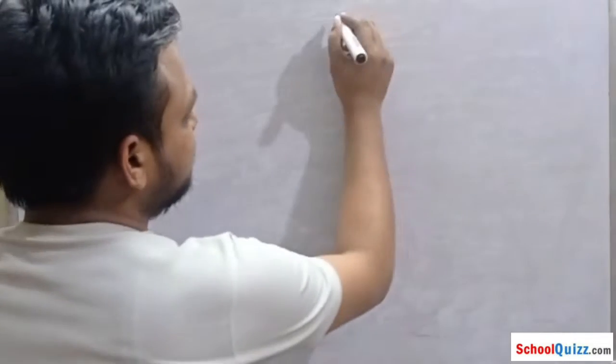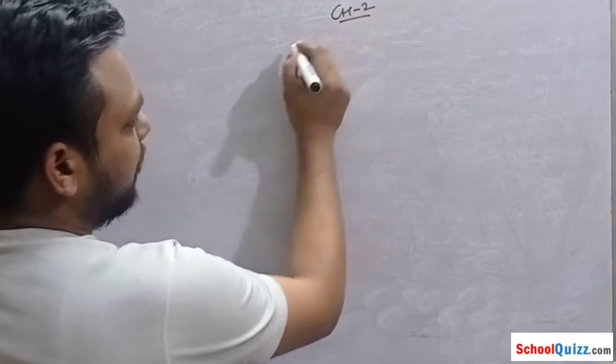As we have started our chapter number 2, Is Matter Around Us Pure, in which we have covered almost all the topics of chapter 2. Now we are discussing some important questions. Today we will discuss two important questions. So let's start.